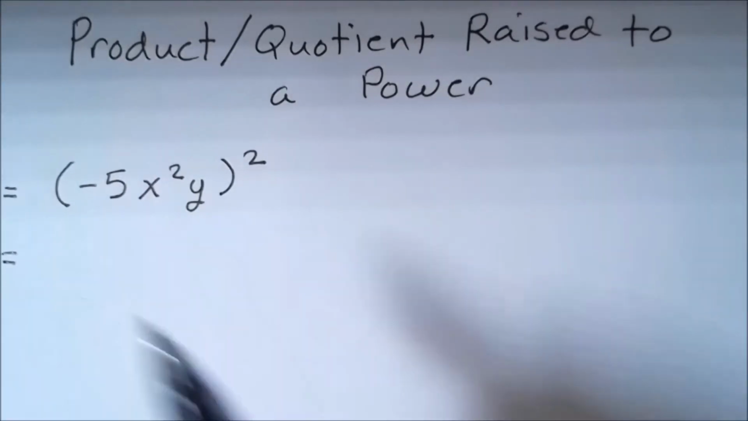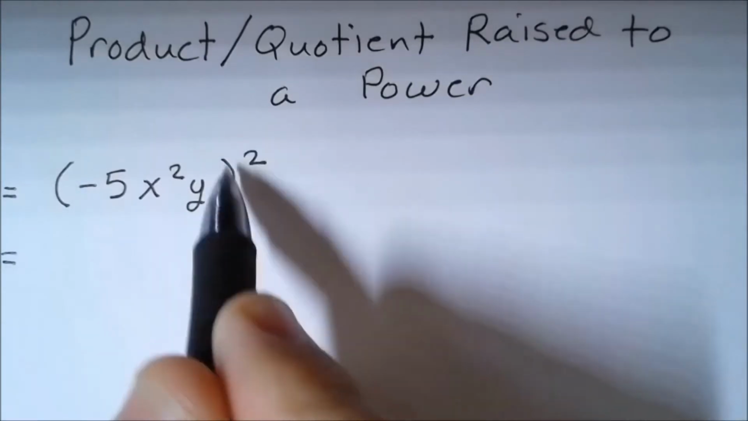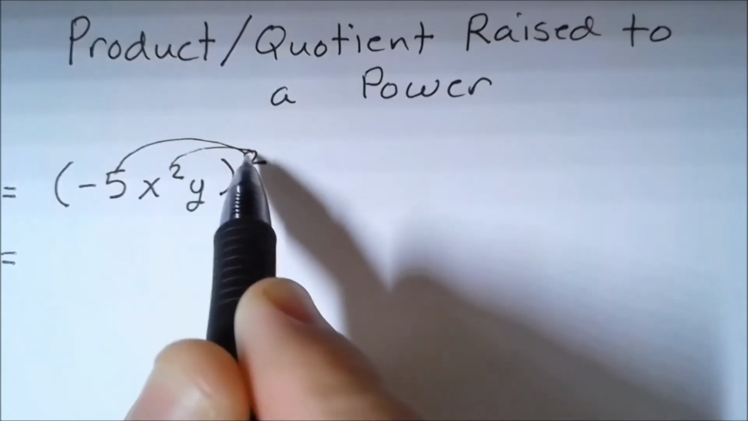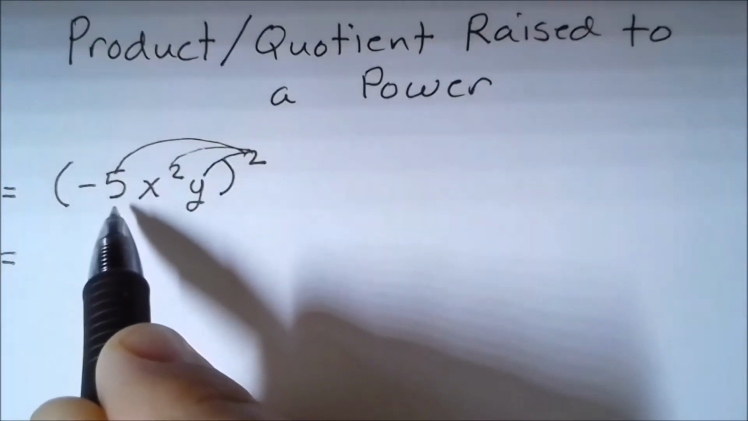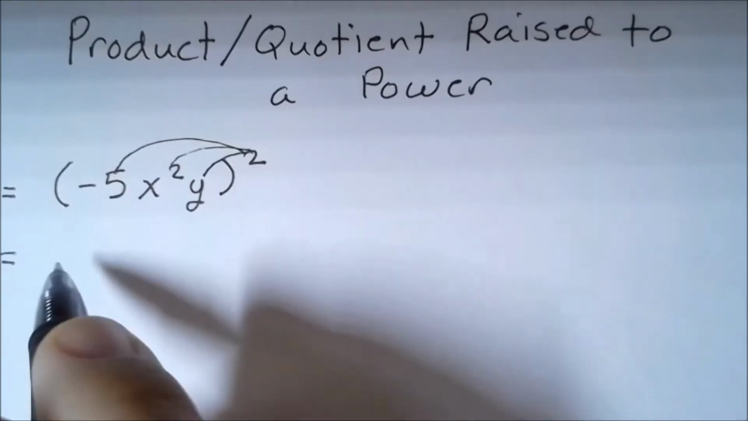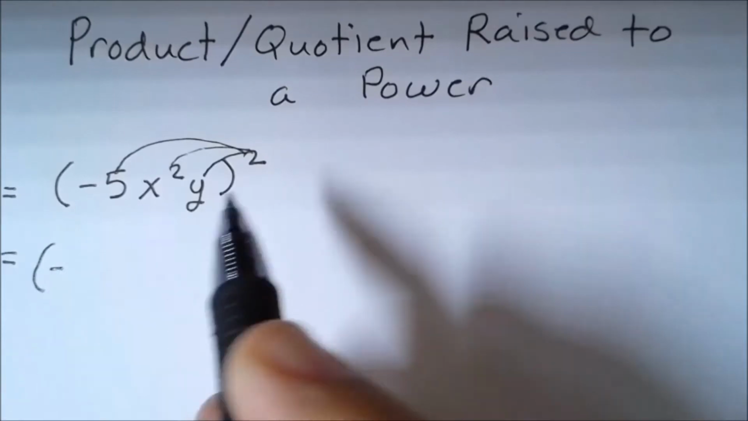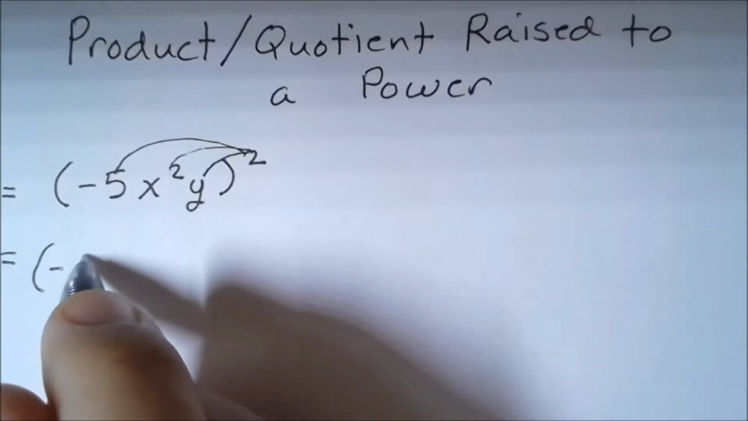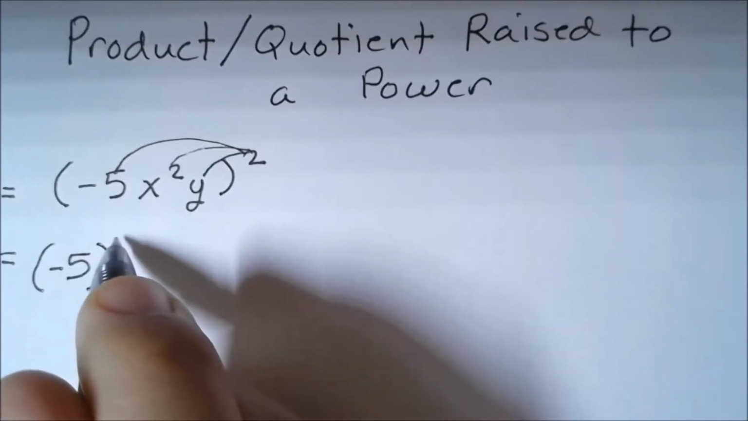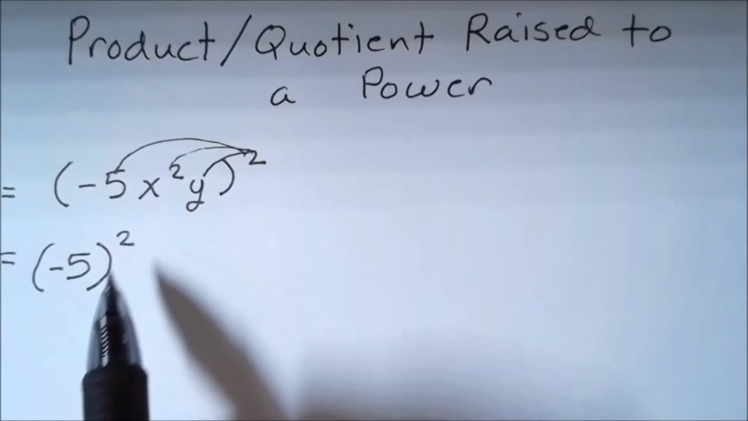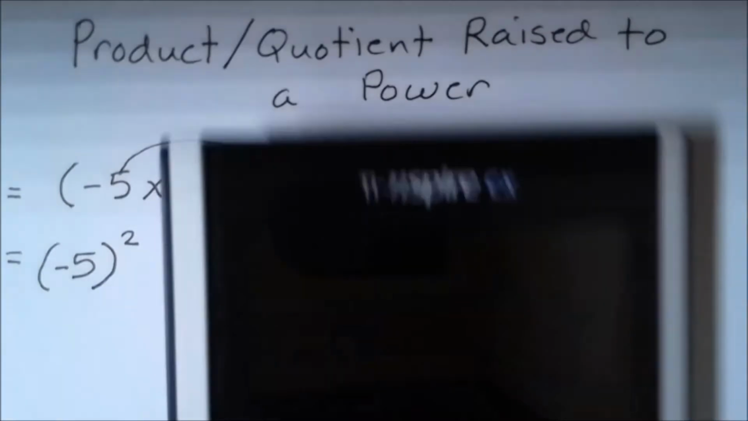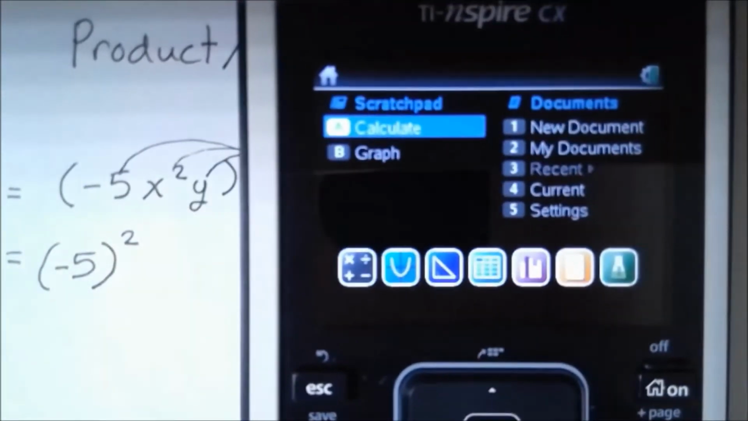So if we were to write out what we're going to do, remember when we have that external power, it's just going to be multiplied to each term inside of the parentheses. So it's going to be multiplied to all three of these terms: negative 5, x squared, and y. When we multiply it to negative 5, since the negative 5 was inside of parentheses, we need to make sure that anything that carries that negative sign stays inside of parentheses, because it will actually make a difference when you're working it out. You probably already understand this concept, but I think it's worth looking at since we're in this situation.